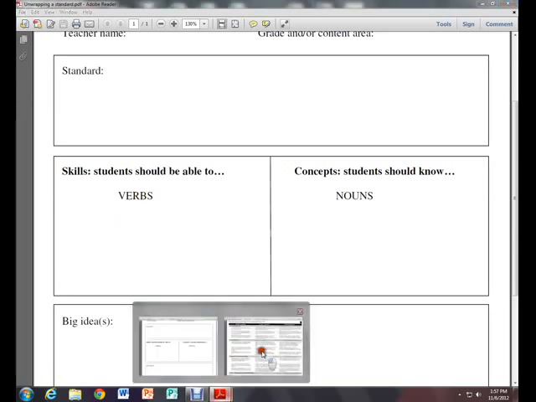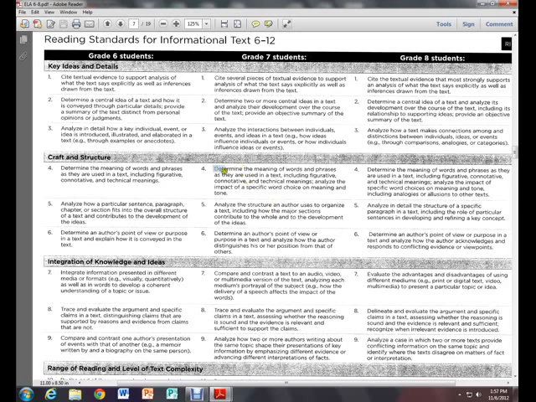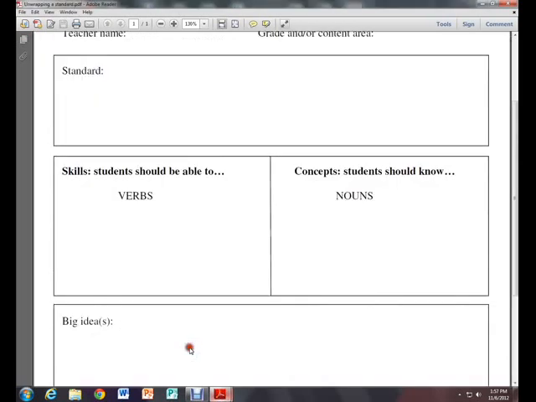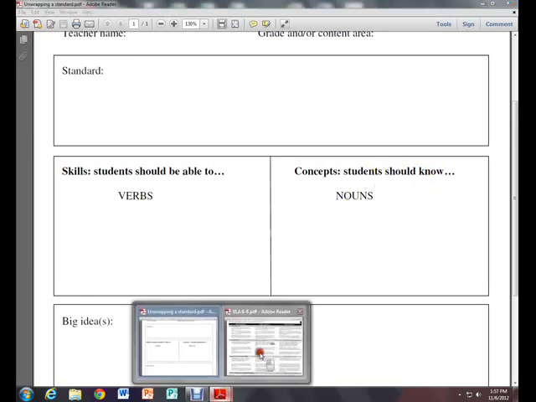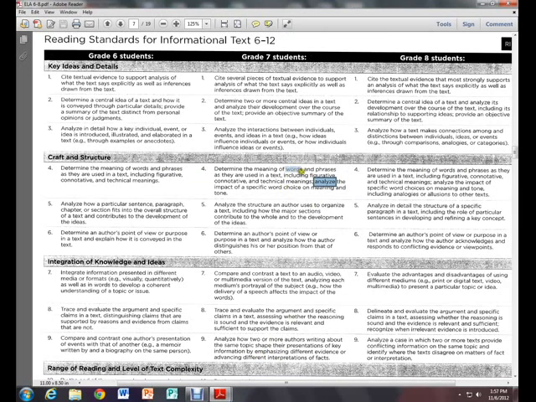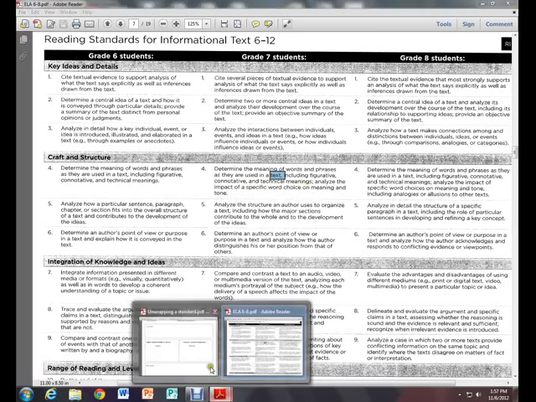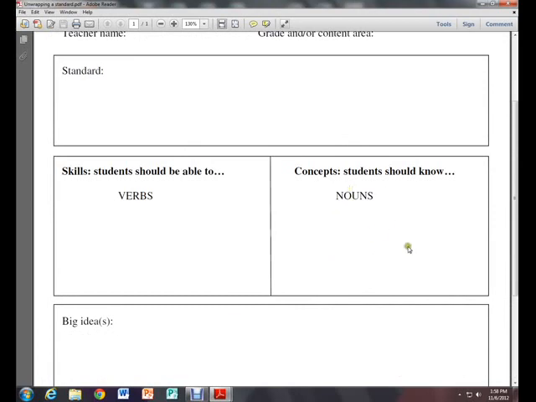So if we go back to our standards and it says determine, that is going to be one of our verbs. Another verb we're going to have is analyze. So those are the two verbs that are going to go in our box here. Students should be able to, in this verb area. And then we're also going to have the concepts. The concepts our students should know, and those are going to be our nouns. So if we go back to our document and we're looking for a noun, we've got words, phrases, text, figurative, connotative, technical meanings, word choice, and tone. So we've got specific pieces of content, nouns that students should be able to know.